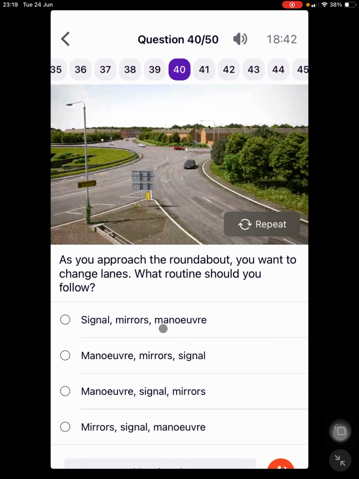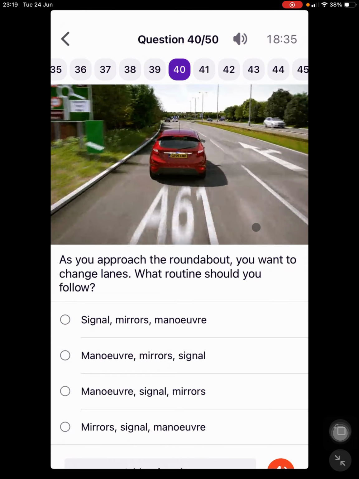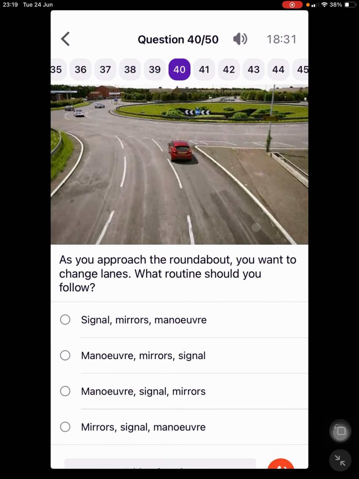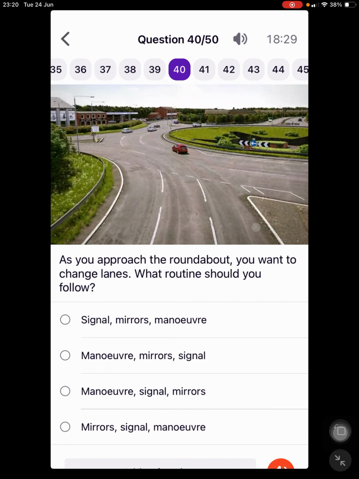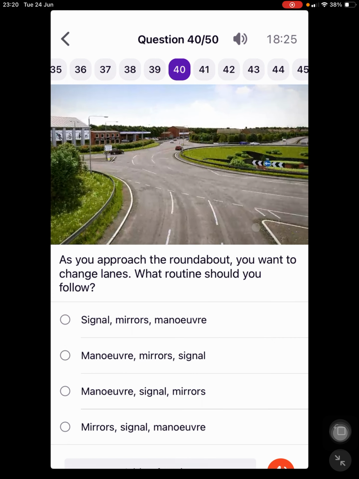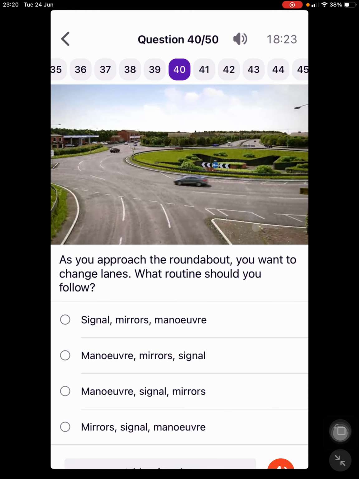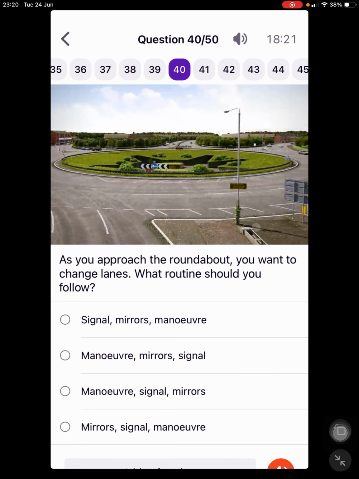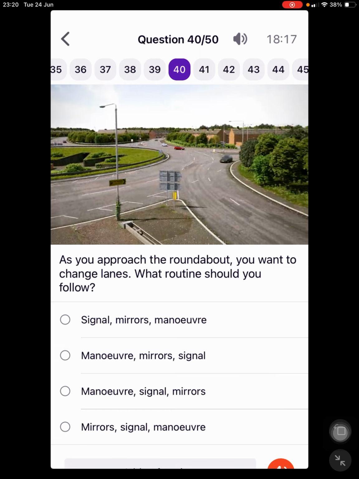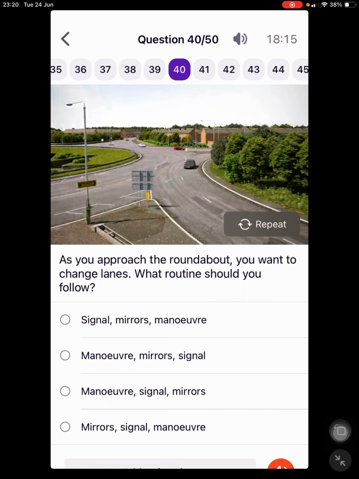First, you have to check your mirrors, okay? Always, when you're changing your direction, so if you're going from one lane to another lane, what should you do first? You should check your mirror. Second, then you signal. And third, you move. So mirror, signal, maneuver, MSM.